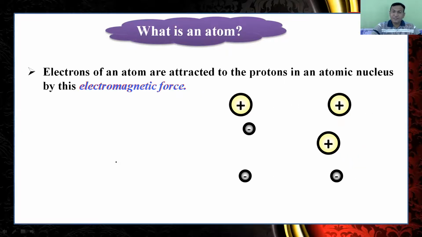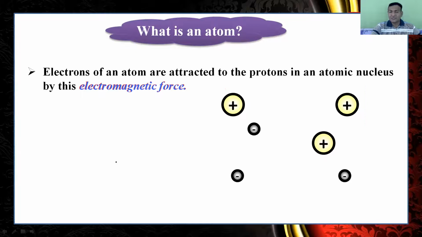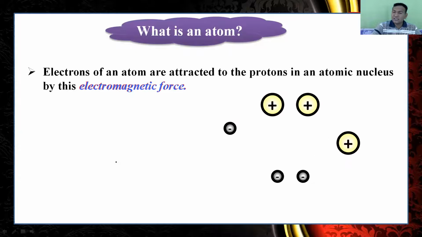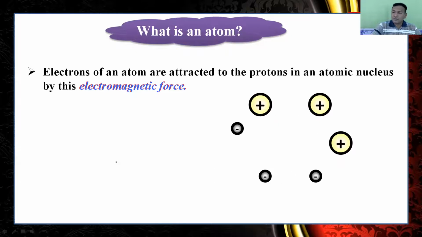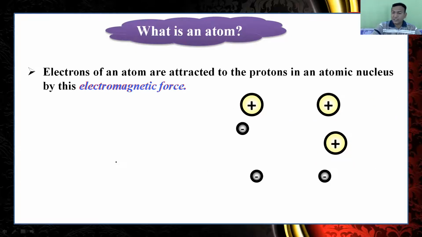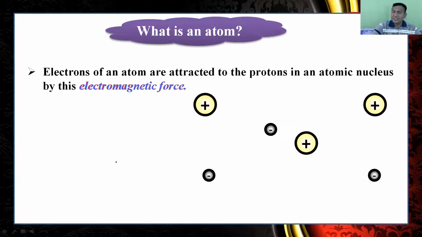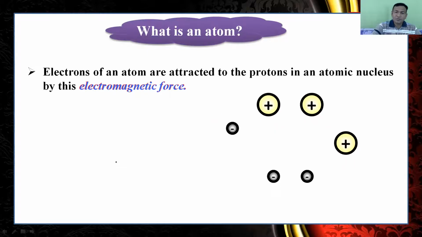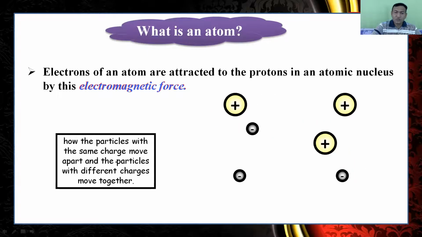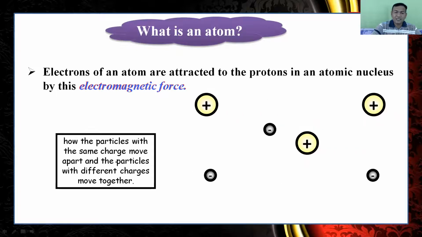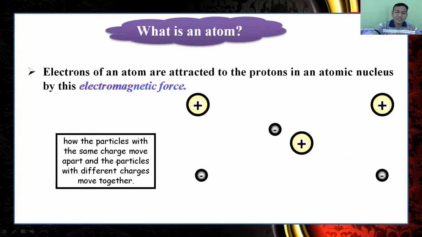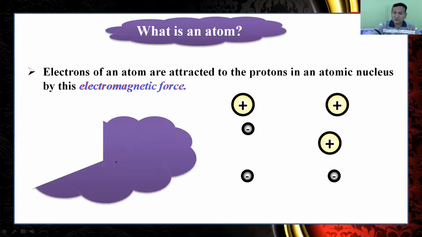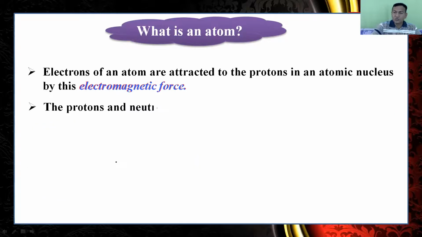There are few definitions of atoms as well. So electrons of an atom are attracted to the protons in an atomic nucleus by which force? Electromagnetic force. Right? There will be attraction of proton and electron to each other because of electromagnetic force. So how the particles with the same charge move apart and the particles with different charge move together. Right? So this I have tried to show you.